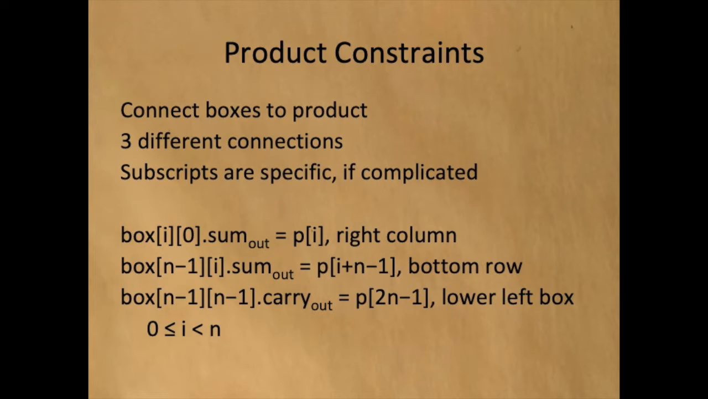The product constraints. These constraints connect the boxes to the product. Note that the product vector comes from 3 different places in the matrix. And the subscripts for the product are kind of complicated, but they are specific.